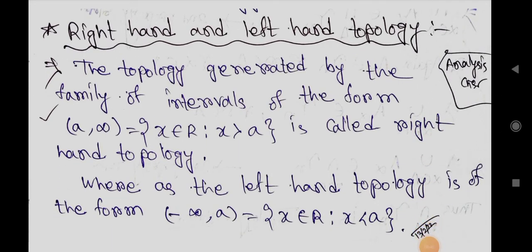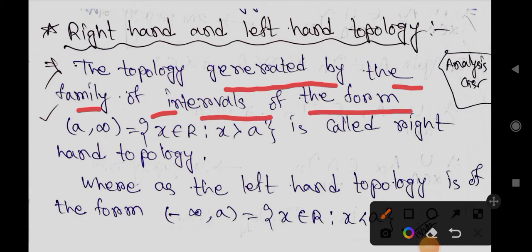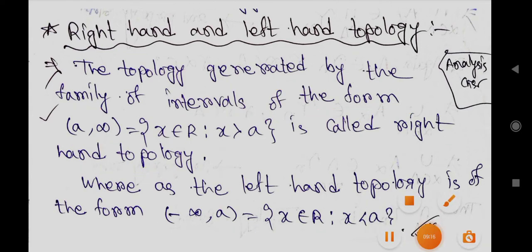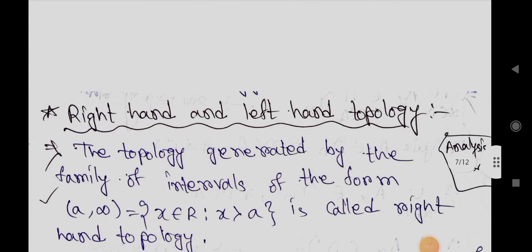Next, right hand and left hand topology. The topology generated by the family of intervals of the form open interval (a, infinity), equal to {x belongs to R such that x greater than a}, is called the right hand topology, whereas the left hand topology is of the form (minus infinity, a), where x belongs to R and x less than a. Hope you understand.